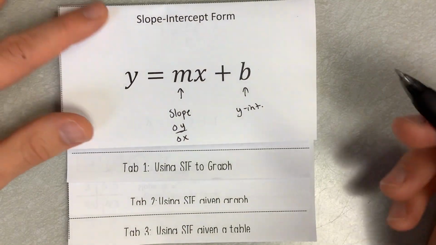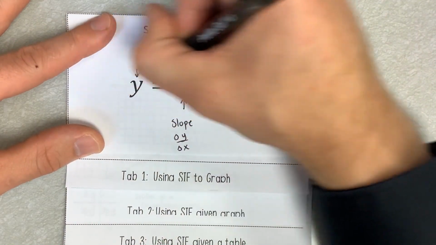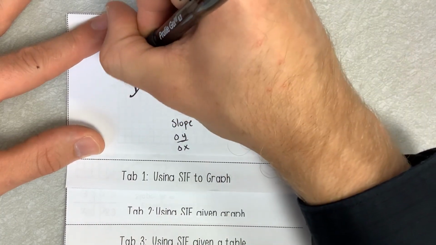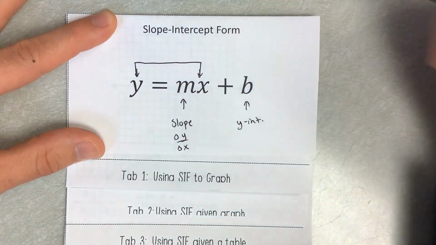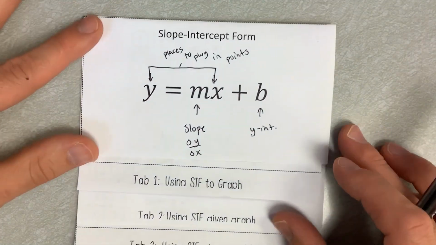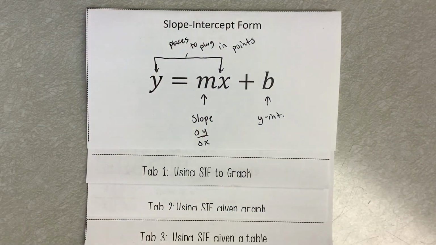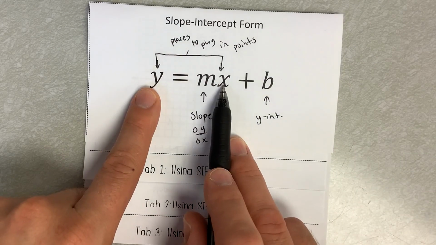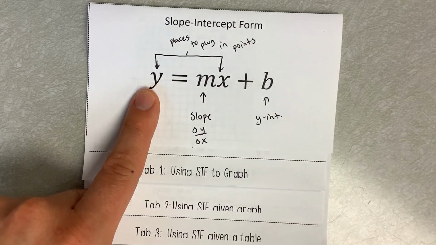It's pretty simple. And then your x and your y, when you're graphing, you don't really need to know what they are, but just so you guys know, they're places to plug in points. If for some reason the problem you're doing requires you to plug in a point for x and y, those are what those slots are for. M is slope, B is your y-intercept.